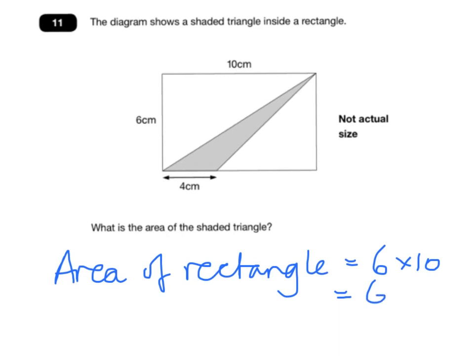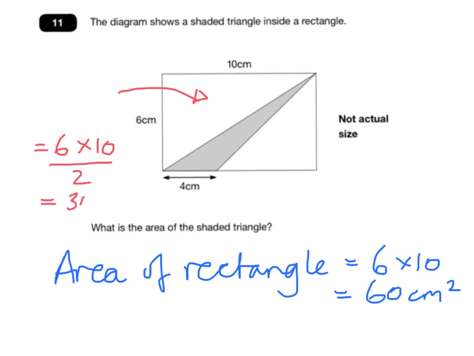So the area of a rectangle is its length times its height. So that'll be 6 times 10, which is 60 square centimetres. Then if we look at that top left triangle, you were given the formula for the area of a triangle. It's just half the area of the rectangle, so it's 6 times 10 divided by 2, which is 30 square centimetres is the area of that top left triangle.